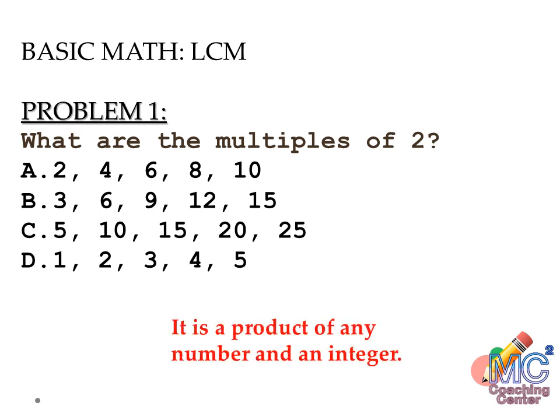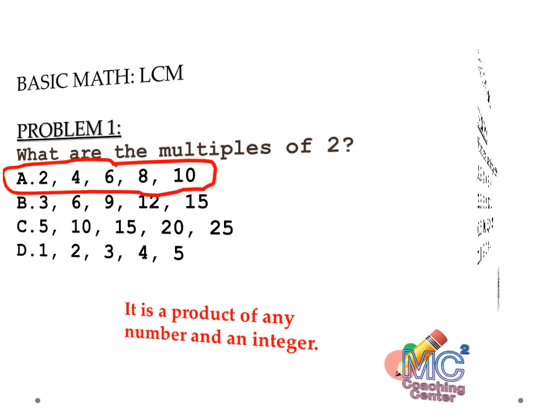Okay? So, ayan, it is a product of a number and an integer. So, ito po, this number, an integer is 1, 2, 3, 4, 5, 6, 7, 8, 9, 10, 11, 12. So, 2 times 1, 2, 2 times 2, 4, 2 times 3, 6, 2 times 4, 8, 2 times 5 is 10. So, upon checking sa choices, isa lang po yung satisfy na multiples of 2. And that is letter A.